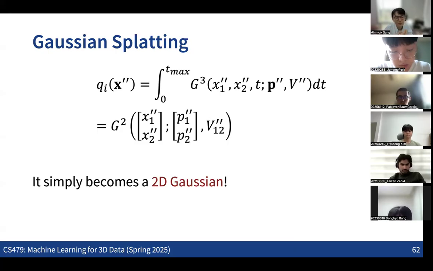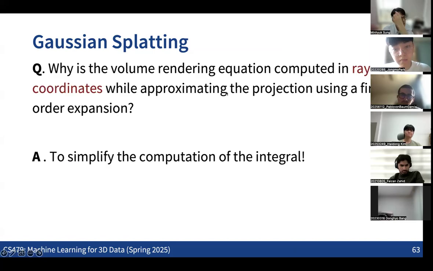So now we can see why we want to approximate the 3D Gaussian kernel by representing it in the ray coordinate system. The reason is that we wanted to make the computation of the integral of the Gaussian kernel as simple as possible, so that it becomes just the 2D Gaussian computation. So that's basically the thing.